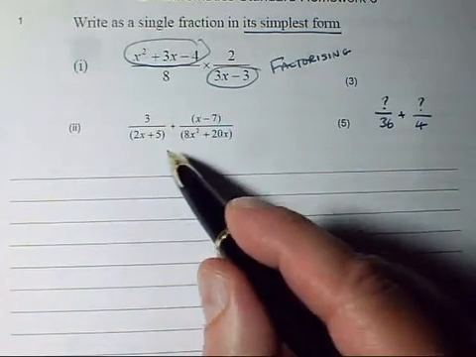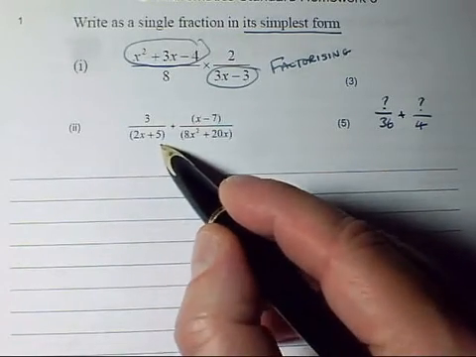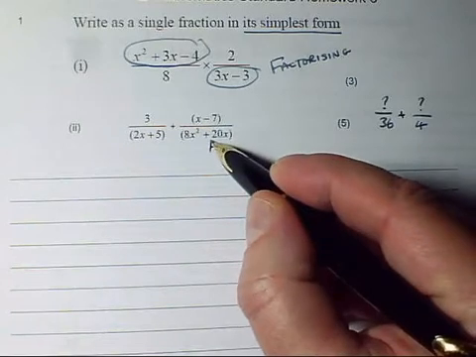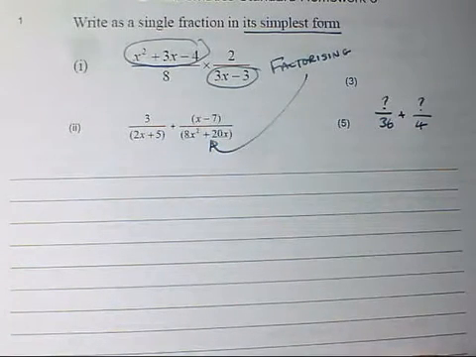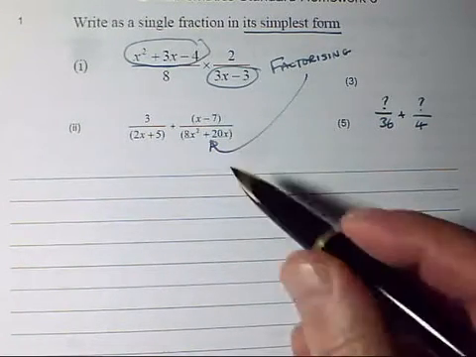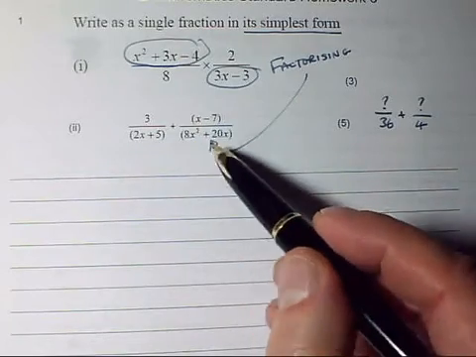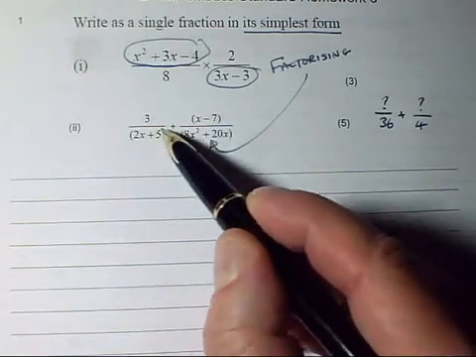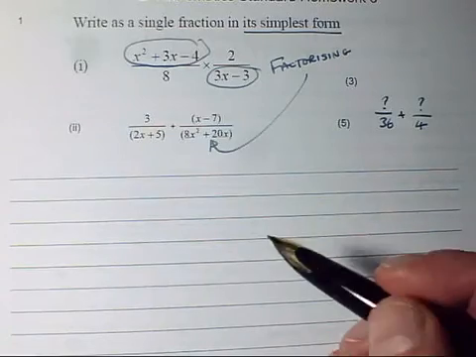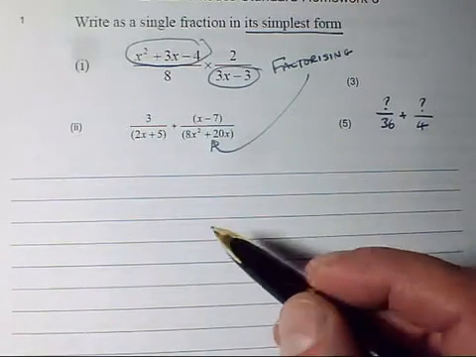So looking at these, 2x plus 5 I don't think factorizes, but this thing here, again, you're going to factorize your quadratic bracket, and if there is any overlap between this, if this appears as a factor in that, that will affect the common denominator you use.